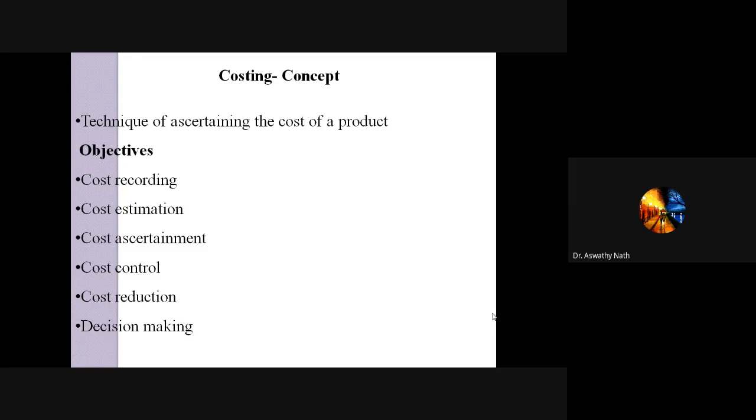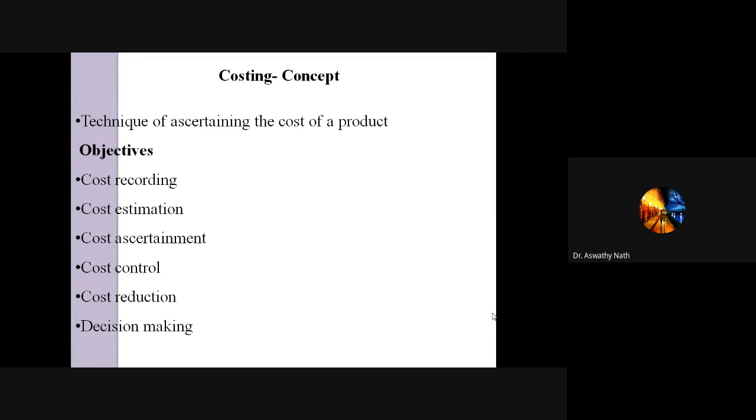Cost reduction means we need to permanently reduce the cost per unit of goods manufactured or services rendered without affecting their quality or suitability. So we have to permanently reduce the cost without compromising the quality of the product. So that is cost reduction. So cost control and cost reduction is an important objective of costing.